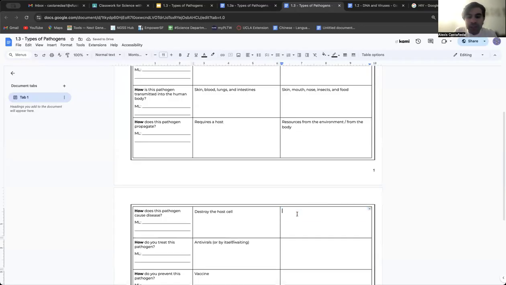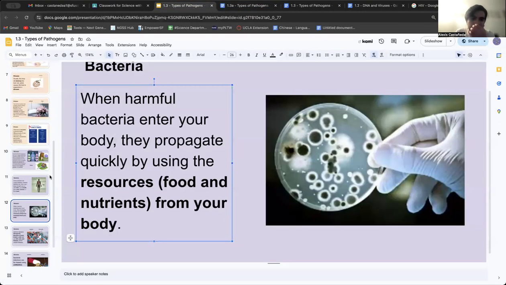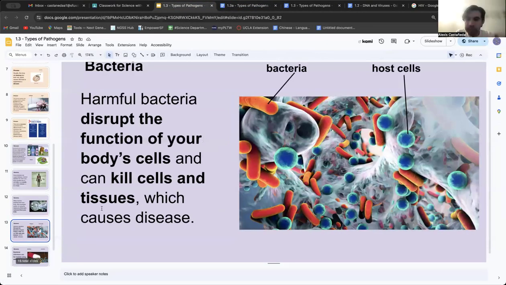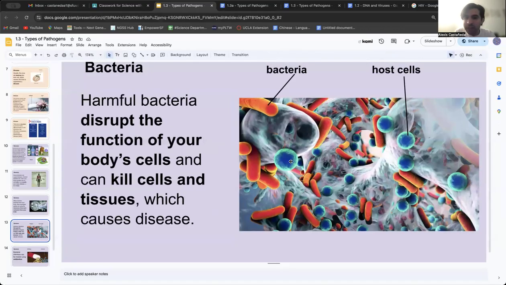How does this pathogen cause disease? So what do bacteria do that cause the disease? Well, right, here are bacteria and these are your host cells. Bacteria, again, they do not go inside of your host cells, but bacteria are like, all this free food around here, we are going to eat it. So that means that your body cells now don't have any food to eat. So your body's cells that normally would eat the food that you eat now don't have anything to eat, so they die.